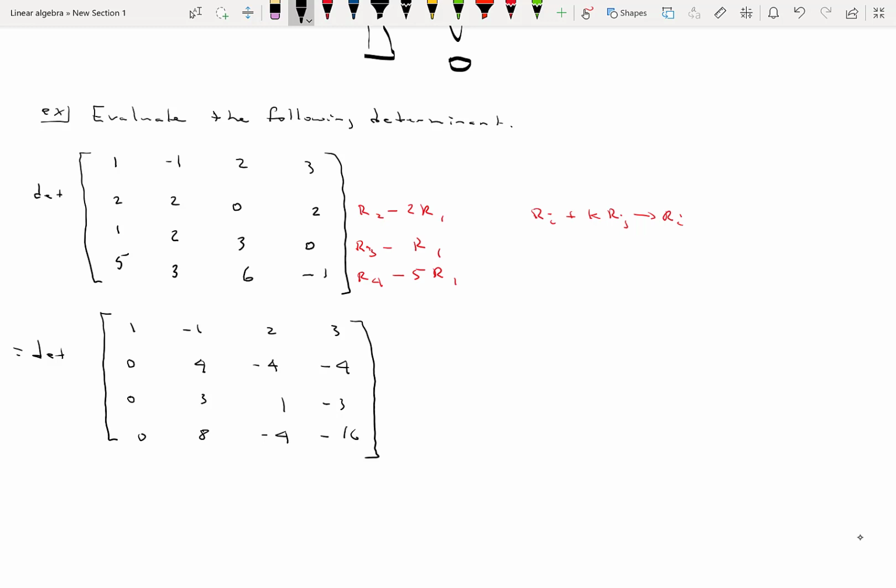Okay, so this is not upper triangular yet. We still have 3 problem numbers. 3, 8, and negative 4 need to be changed to zeros. So let's concentrate on the numbers below the 4 in the second row. I want to have zeros below that 4. All right, so let's do that.